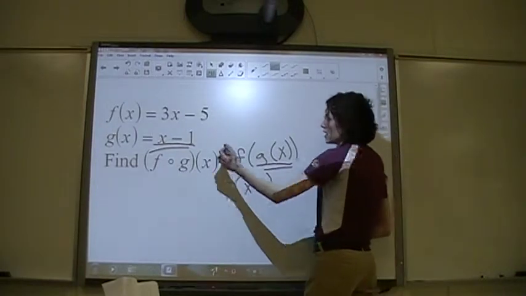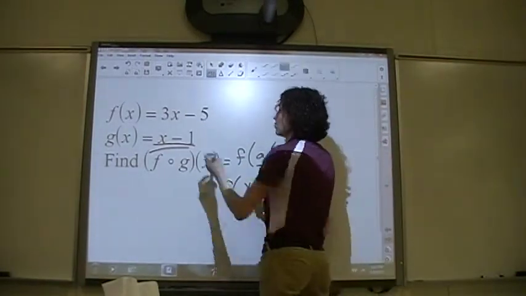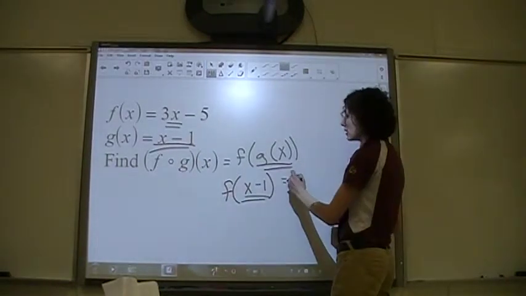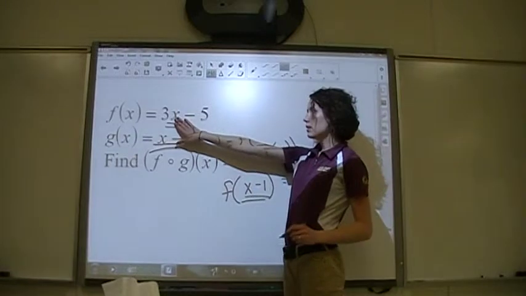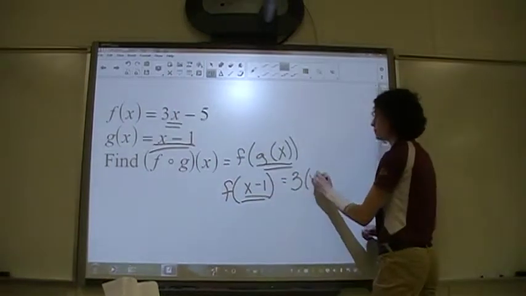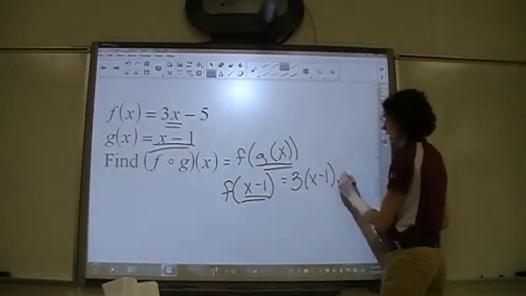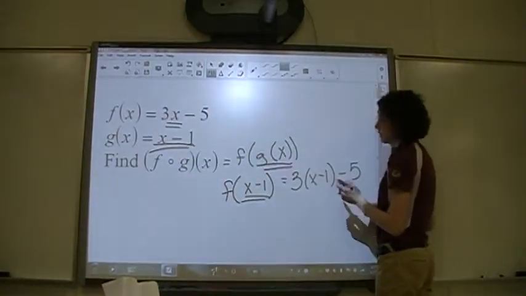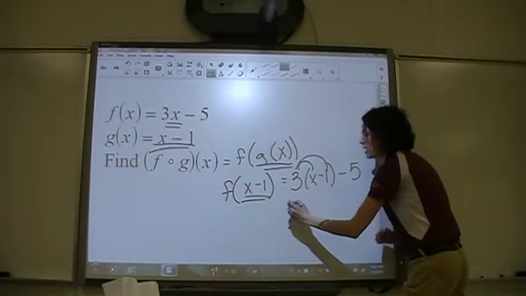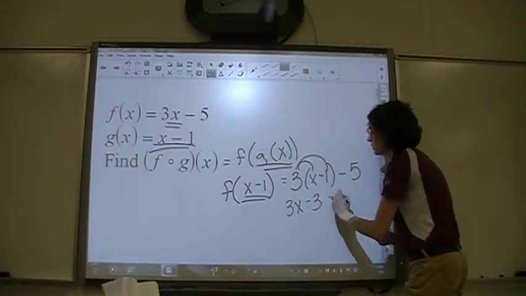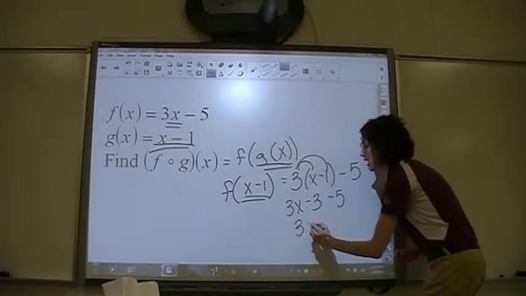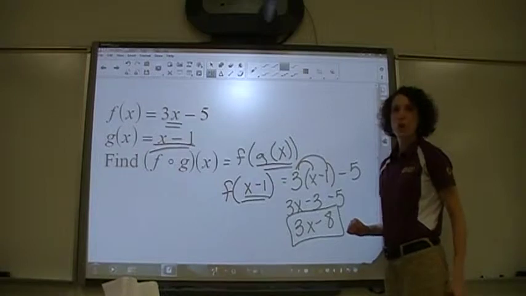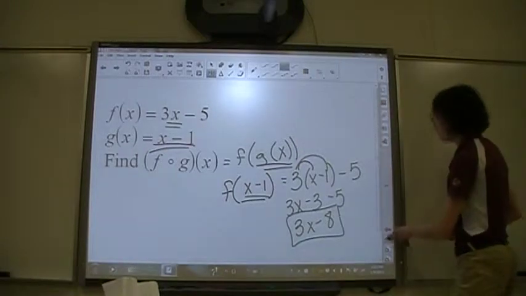Now, wherever I see an x up in my f function, which is right here, I want to put x minus 1. So really I do 3 times x, but instead I'm going to do an x minus 1, then minus 5. So I'm just going to take this and put it right on top of that x right there. So if I distribute my 3, I get 3x minus 3 minus 5, which will give me 3x minus 8. So that would be my composite function. All right, I've just got one more example for you.